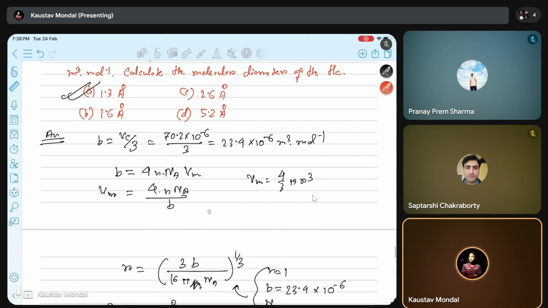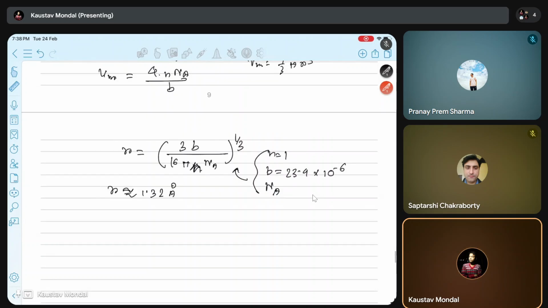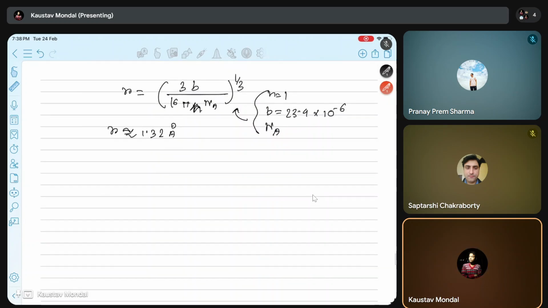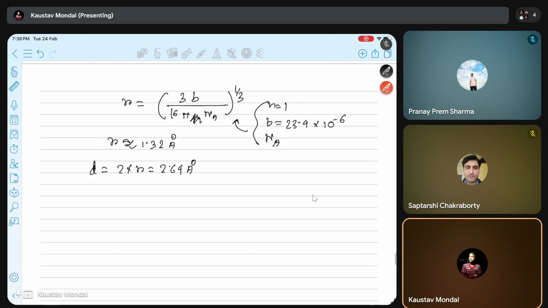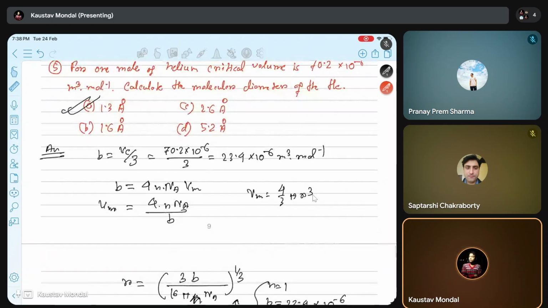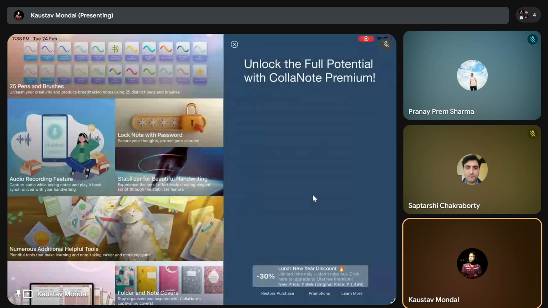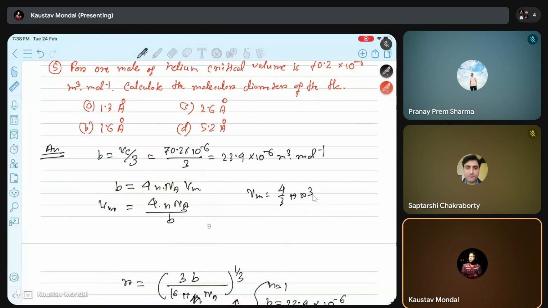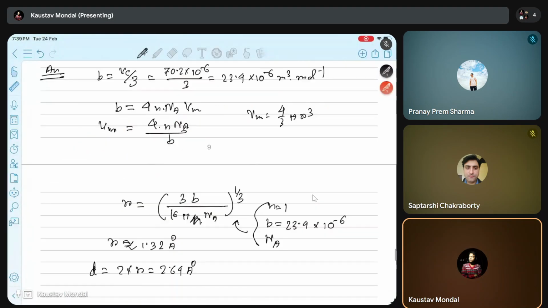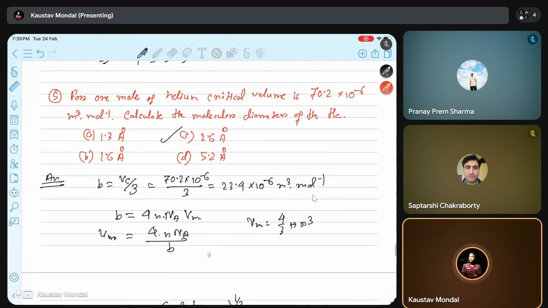Well, actually diameter is asked. Oh, sorry, this is the radius we got. So diameter would be d, it would be 2 into r. So 2.64 angstrom. So this would not be the correct answer. The correct answer would be 2.64, so 2.6, option C.